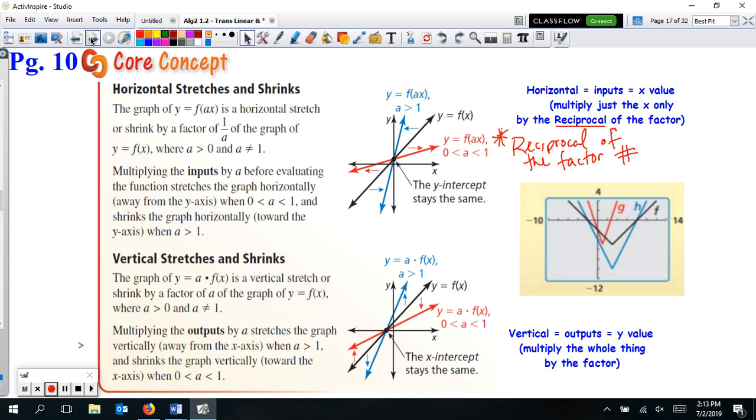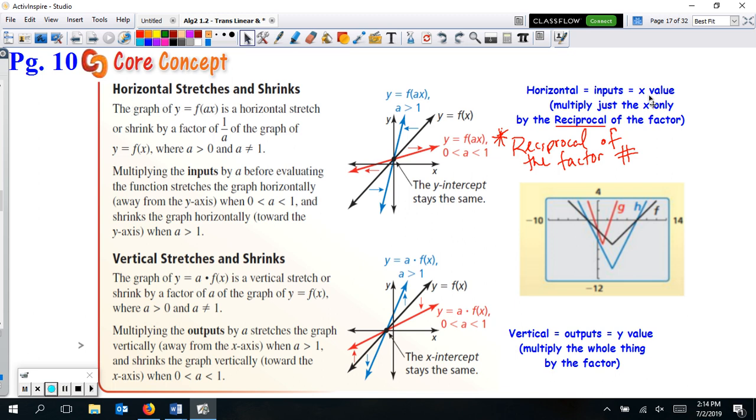What we saw last time was the difference between the stretching and the shrinking: if you multiply by a number more than 1, it's going to stretch. If it's less than 1, it's going to shrink. However, we were only talking about the vertical ones in the last lesson. Now we're looking at horizontal and vertical stretching and shrinking.